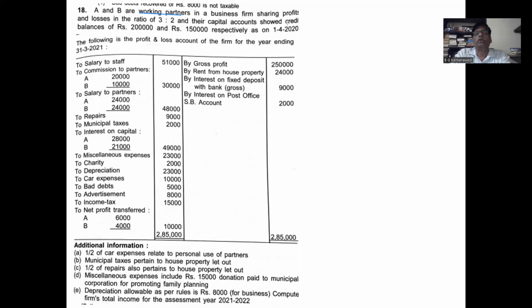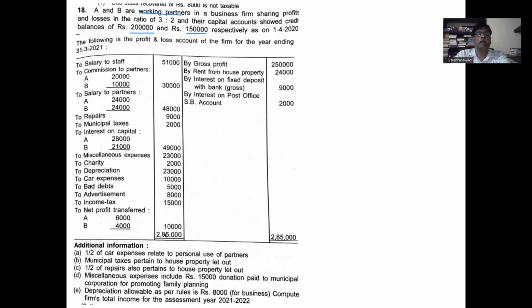Their capital showed credit balance of rupees 2 lakh, and second is 1,50,000. So total capital of the firm is 3,50,000. First partner capital 2 lakh, second partner capital 1,50,000. Okay. And following is the P&L account.